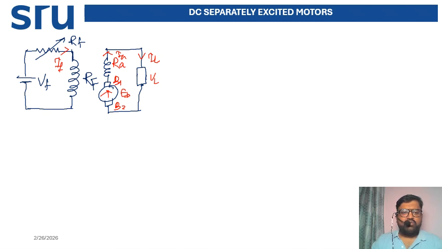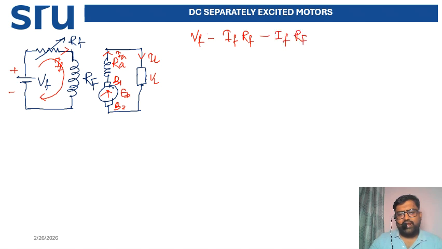One thing you can calculate is the field current, and first we calculate the field circuit. If I write the KVL for the left-hand side loop, then VF minus IF times small rf, then minus IF times capital RF, equal to zero. To avoid confusion, you can rename this as RF. This is one loop which is complete.